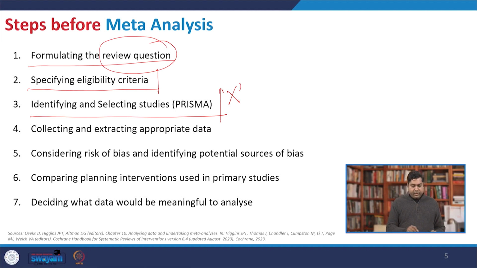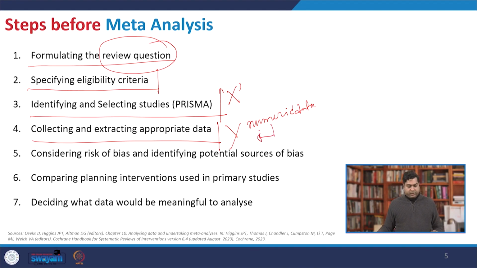Now, once we identify those papers, you have to extract the appropriate data. Some of the papers you will find are much more on theory or concept. Those papers may not be adequate for meta analysis, because you need some quantifiable data. So out of X papers, maybe Y papers have that kind of numeric data, and this numeric data you include in your consideration.